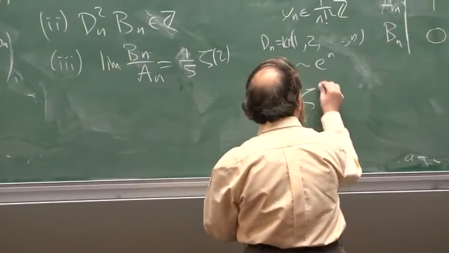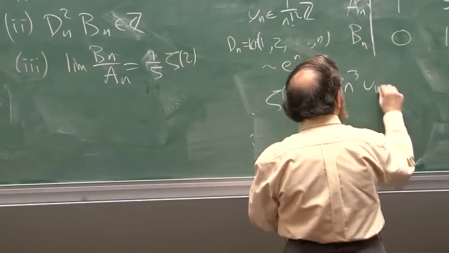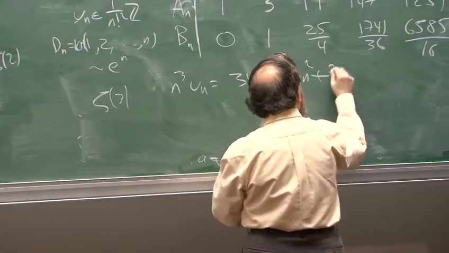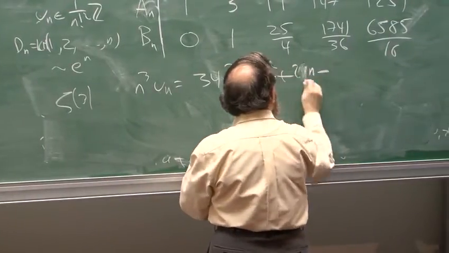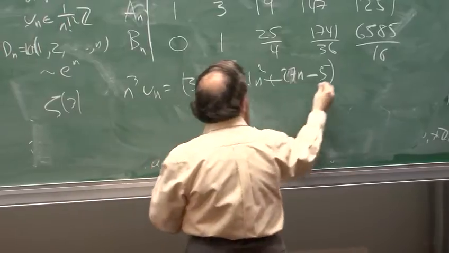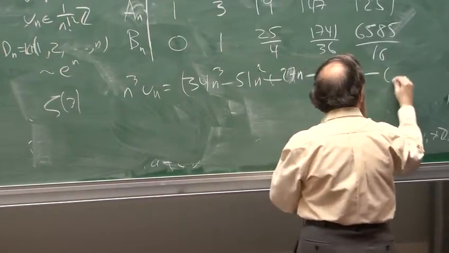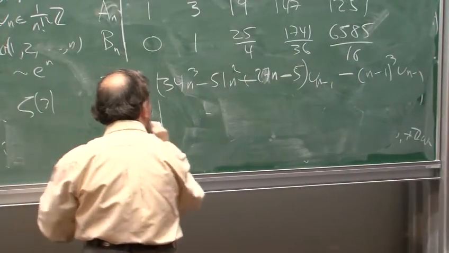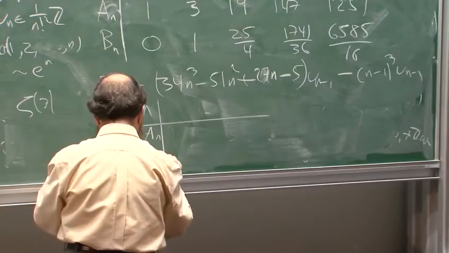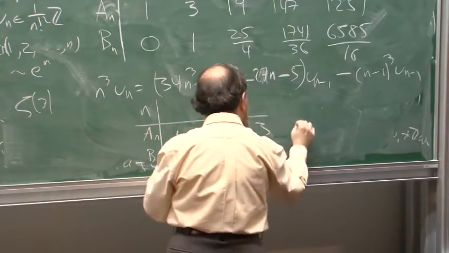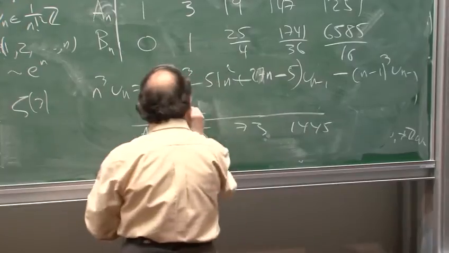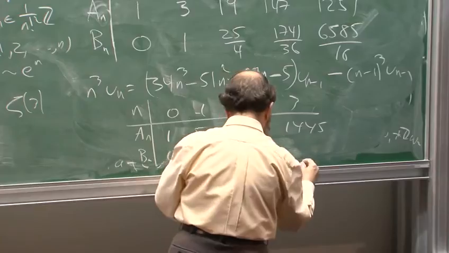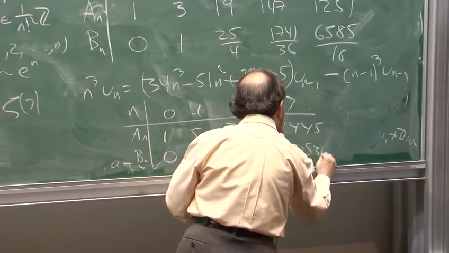So for zeta of 3, this story is very similar, but now the equation is slightly different. It's (34n³ − 51n² + 27n − 5)u_n − 1 minus, this time, (n − 1)³u_{n−2}. And you have an exactly similar story, a_n and b_n. The one starts 1, 5, 73, 1445. And the other starts, again, 0, 1, 117/8, and 62531/36.